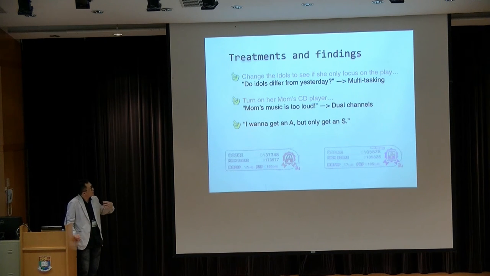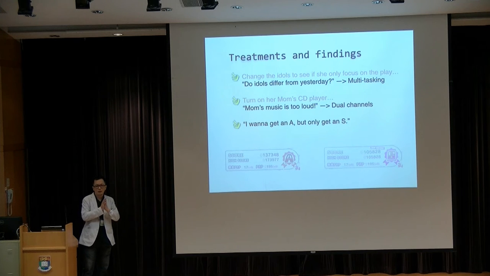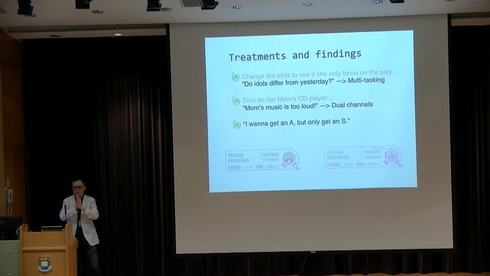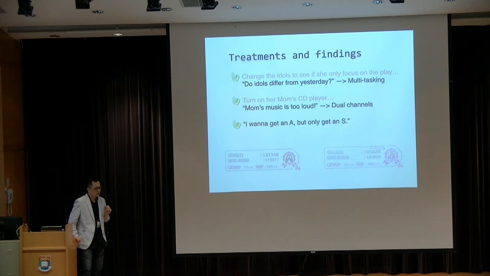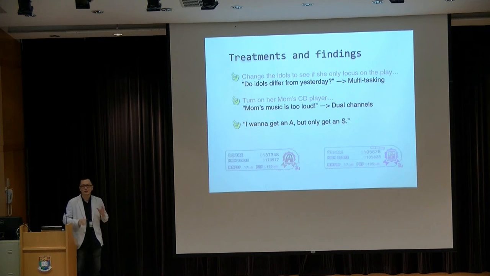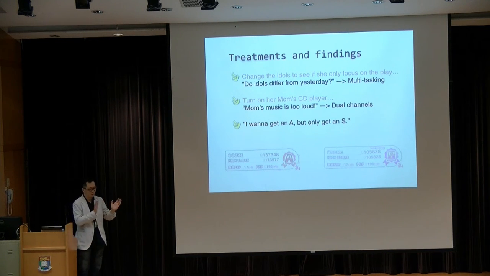So another interesting is that one day when she played again, she told me that, dad, I want to get an A, but why I get an A? Because she also learn English. She have known the S is far behind the A. So I told her, that's okay, because S is excellent, and you are super good, so you got an S. Yeah, so it is very funny. She learned something super good or excellent.